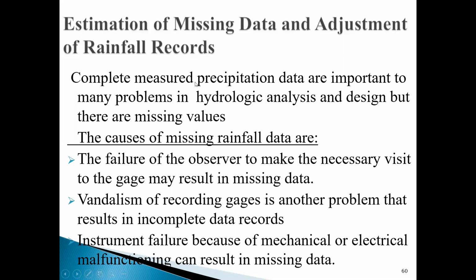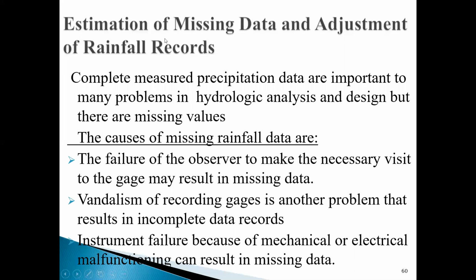Complete measured precipitation data are important to many problems in hydrologic analysis and design, but there are missing values. The causes of missing rainfall data are: failure of the observer to make the necessary visit to the gauge may result in missing data. Vandalism of the recording gauge is another problem that results in an incomplete data record, as is any technical or functional problem of the rain gauge. Next, instrument failure because of mechanical or electrical malfunctioning can result in missing data. There might be many reasons.